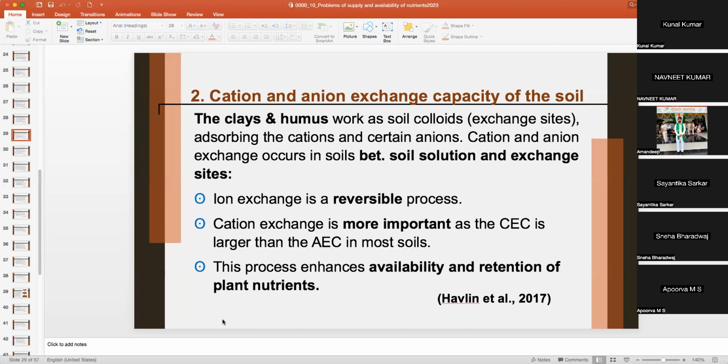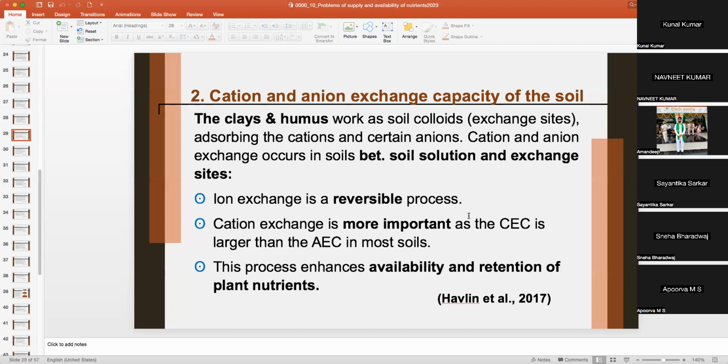So it can be manipulated: the cation and anion exchange capacity of the soil. The clays and humus work as soil colloids, exchange sites, absorbing the cations and certain anions. Cation and anion exchange occurs in soils between the soil solution and exchangeable sites. Ion exchange is a reversible process. As you have seen, between the soil solution and exchange sites, cation exchange or anion exchange can happen.